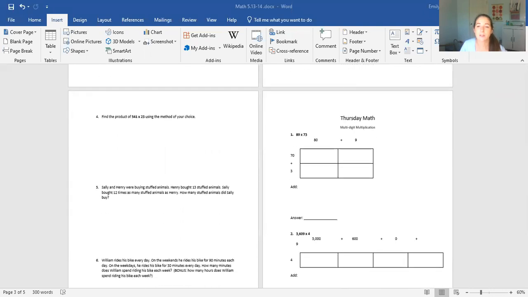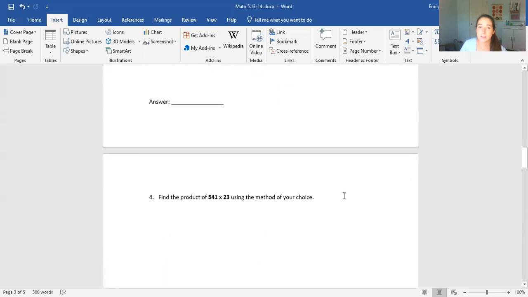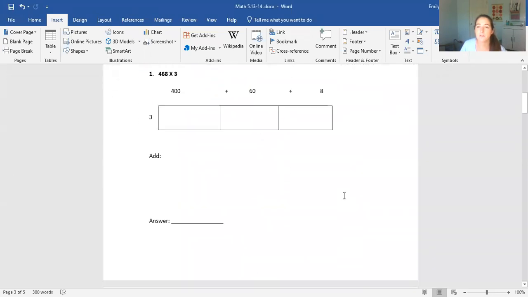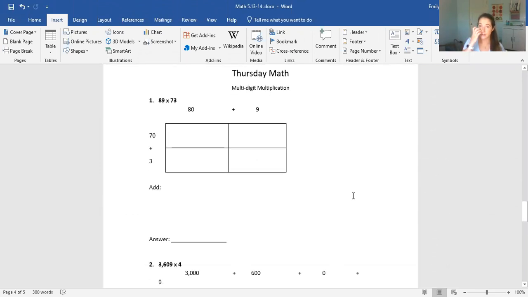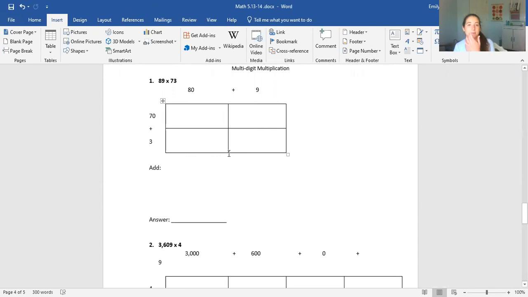You can either do this on paper and pencil if you just want to write down the answers and kind of copy what I have on my worksheets here. You can do it on Nearpod, or you could print these worksheets out and do them and then take pictures and send them to me. All right, Thursday math. The first problem is 89 times 73.